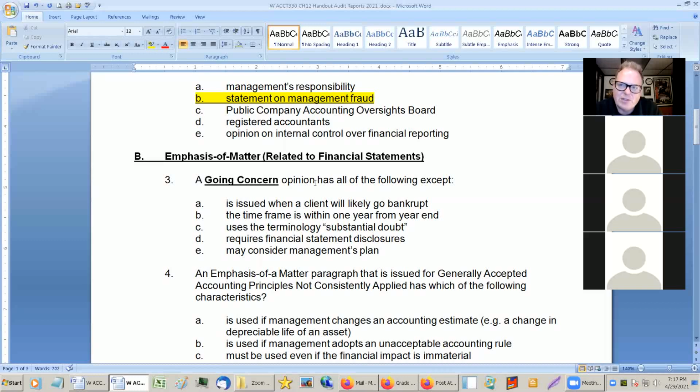So that's where this going concern thing came. So you give this to a client when it looks like they're not going to make it for a period of time into the future.